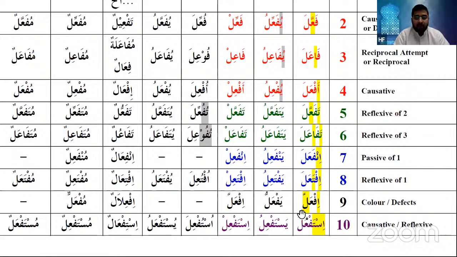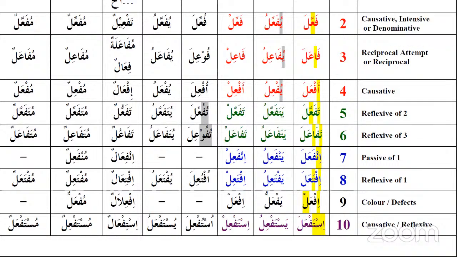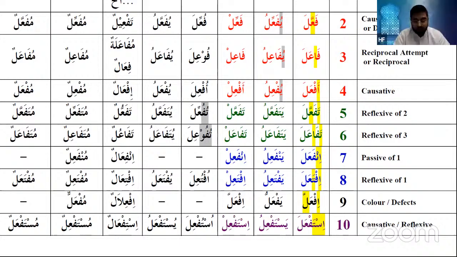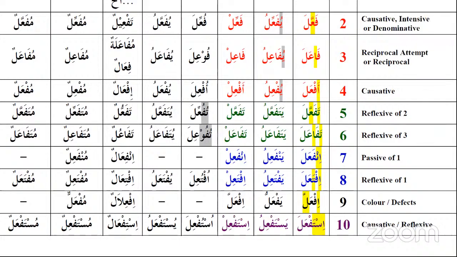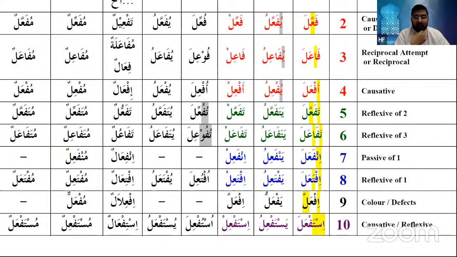Now, I want you to conjugate for me istaf'ala in the past tense. Istaf'ala, yep. Istaf'alu, correct. Istaf'alat, correct. Istaf'alata, correct.